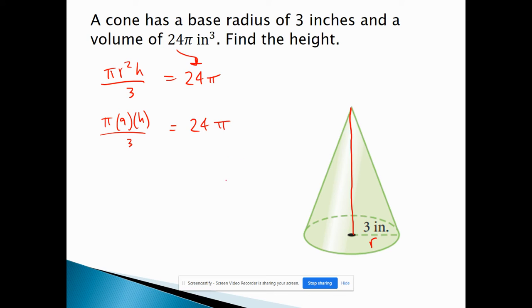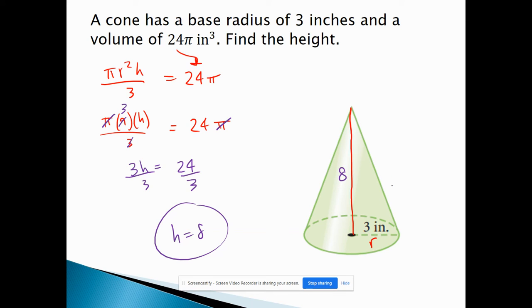So what's the best way to do this? Best way, first, is to ignore pi. Pi is gone. Divide both sides by pi and it goes away. Say bye-bye to pi. Then we've got this 9 divided by 3, which we can cancel. 9 divided by 3 is 3. So then we just have 3h equals 24. Divide both sides by 3, and we've got the height of this cone must be 8.